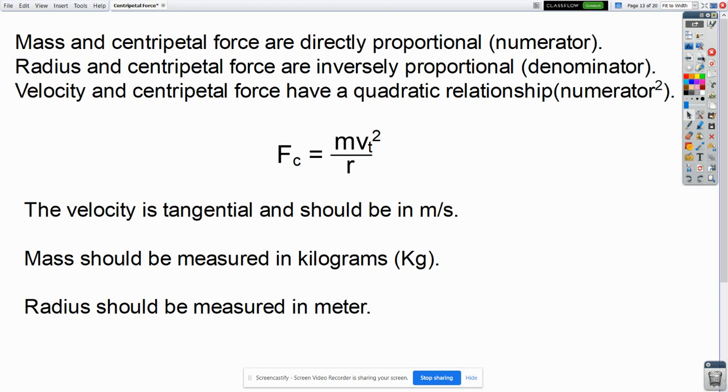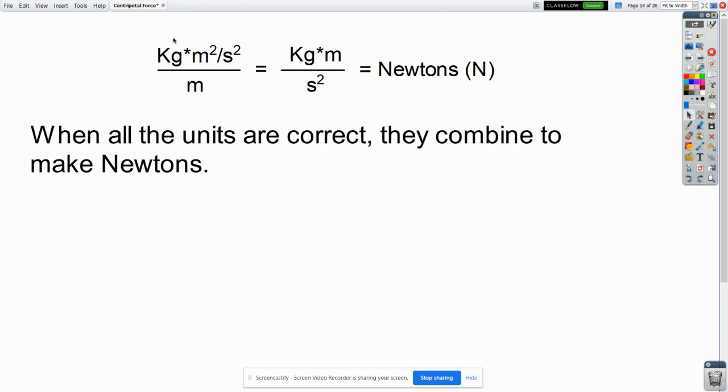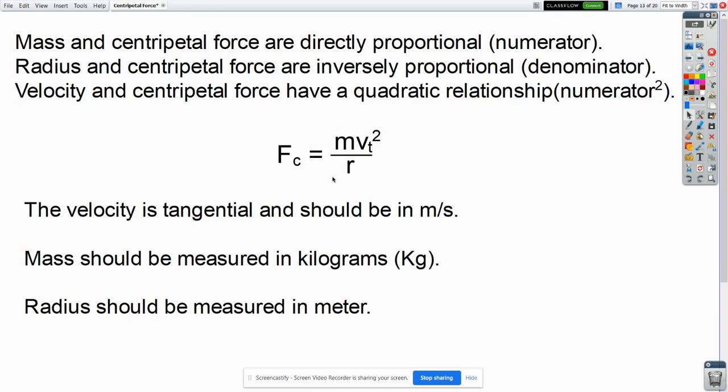That is all for unit cancellation. If our mass is in kilograms and we're multiplying it by meters per second squared, we would get meters squared per second squared. And if our radius is in meters, what ends up happening is this meters will cancel out one of these. And since this is in the denominator, it's going to move down. And we end up with kilograms meters per second squared, which is the force unit, newtons. So again, you have to have these in the correct units so that you can calculate a force in newtons.